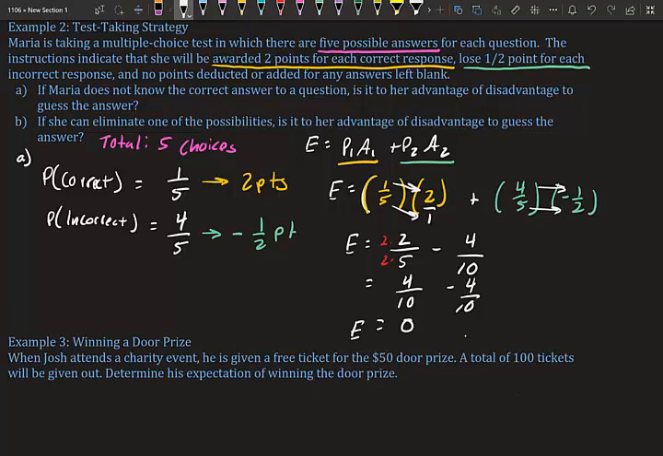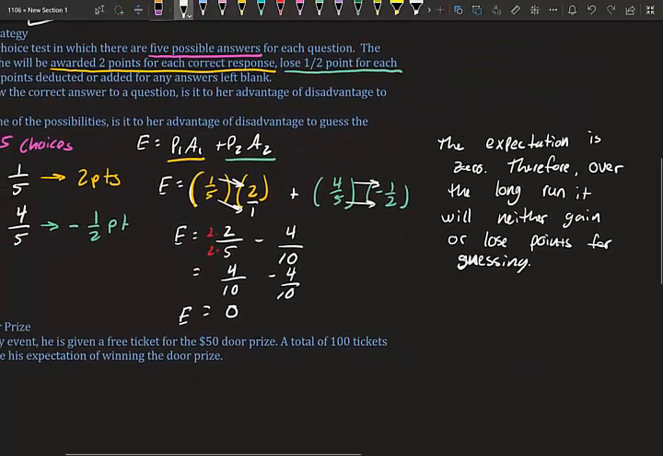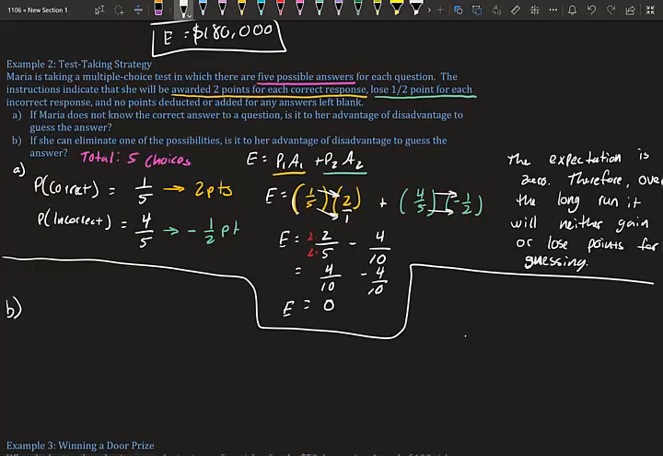Now, what does an expectation of 0 actually mean? So what we found is the expectation is 0. Therefore, over the long run, she will neither gain nor lose points for guessing. So she's not going to gain or earn points for guessing. It just cancels each other out. So is it an advantage or disadvantage? Neither. It's nothing.